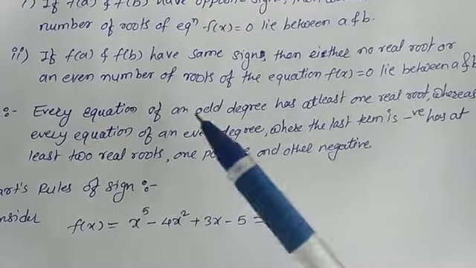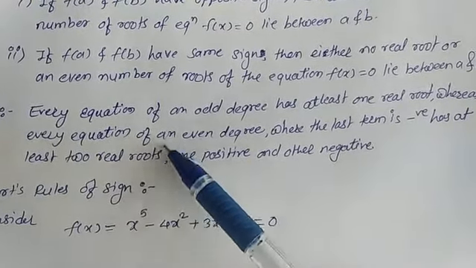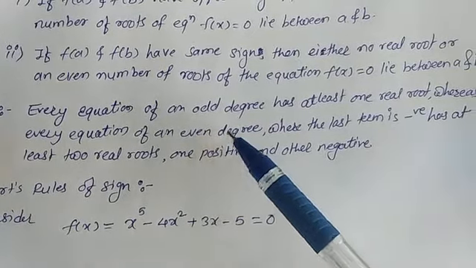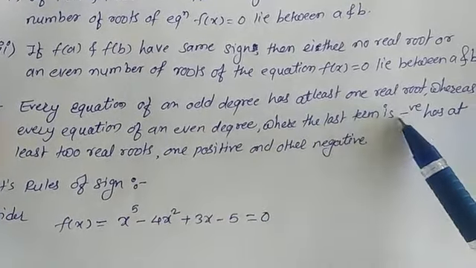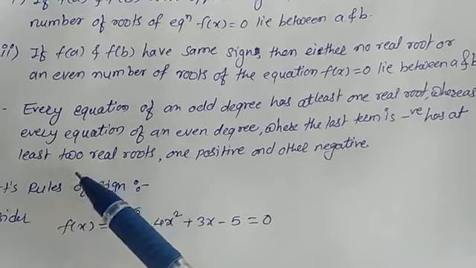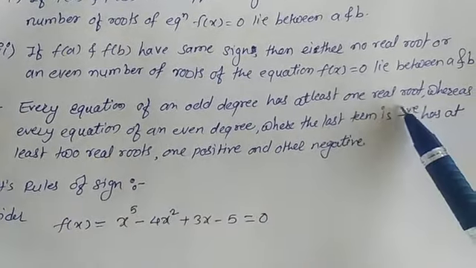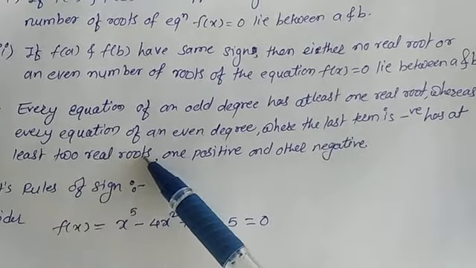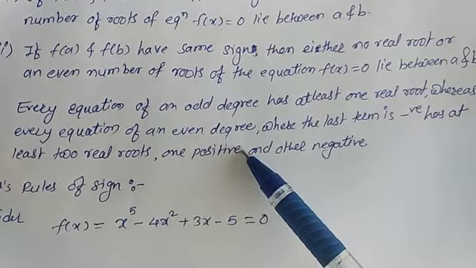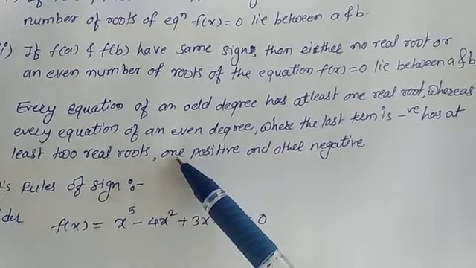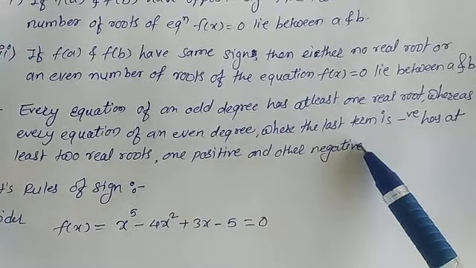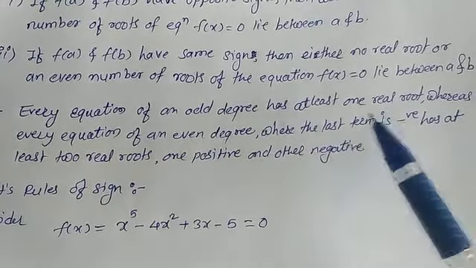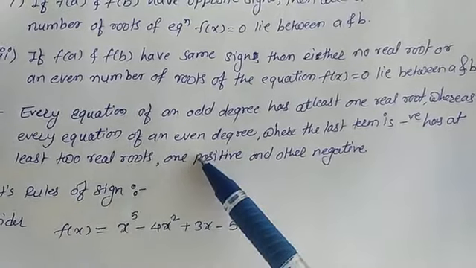Whereas every equation of an even degree, if it is an even degree polynomial where the last term is negative, has at least two real roots, one positive and the other negative. So for even degree there is a condition: it has a positive real root and a negative real root where the last term is negative.